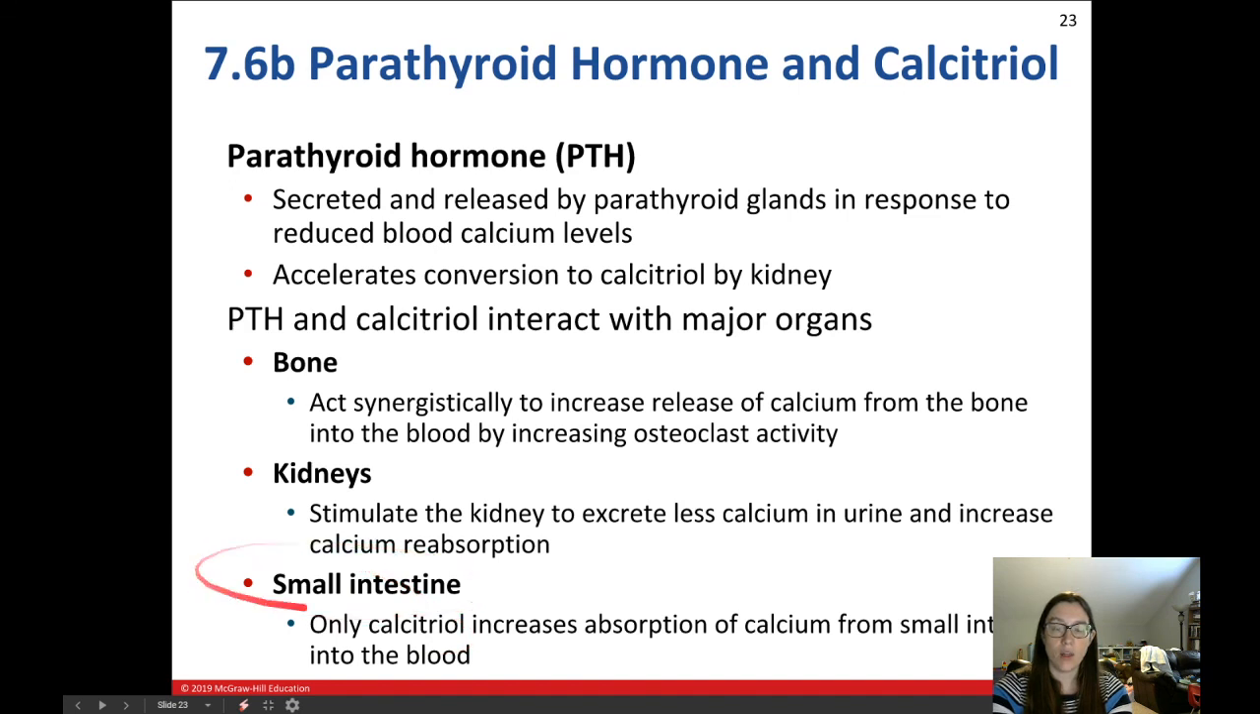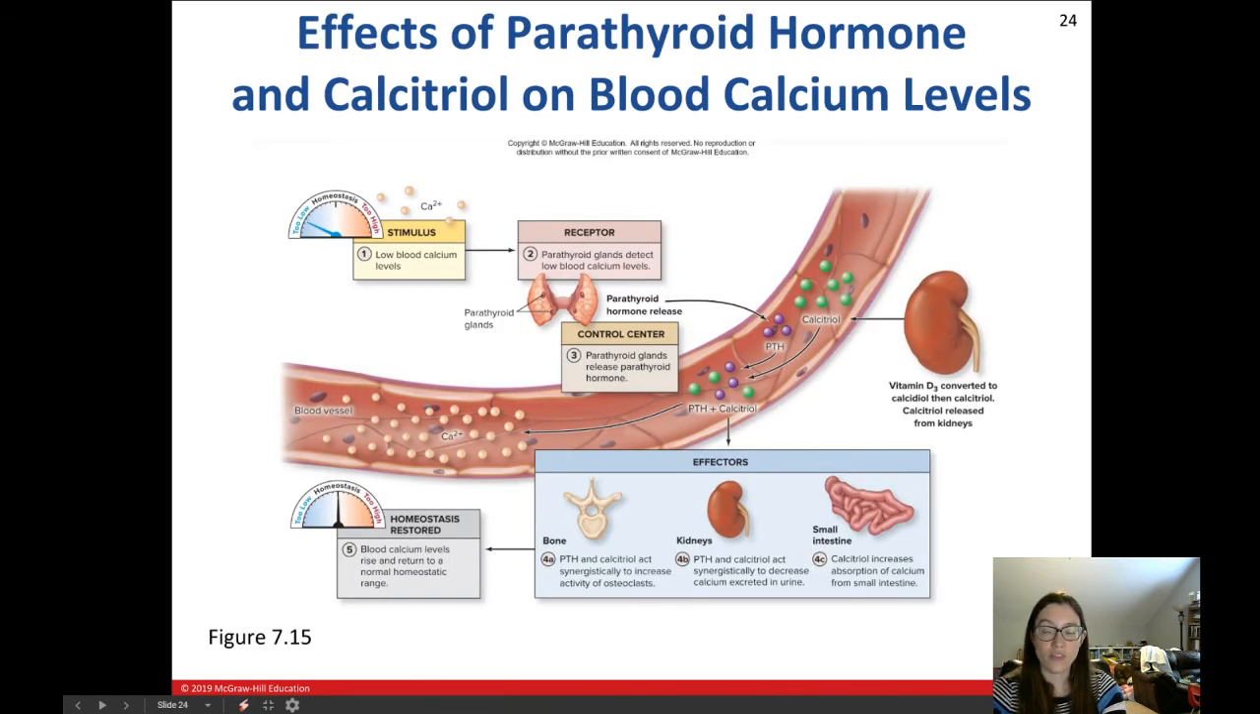And then finally, the small intestine, it's calcitriol by itself. So vitamin D3 by itself is going to increase absorption of calcium from the small intestine into the blood. Remember, this is the vitamin D that's in milk is going to be helpful to help us absorb the calcium in milk from the gut. So this is a really important picture. Make sure you write it out. Make sure you know the steps of this.